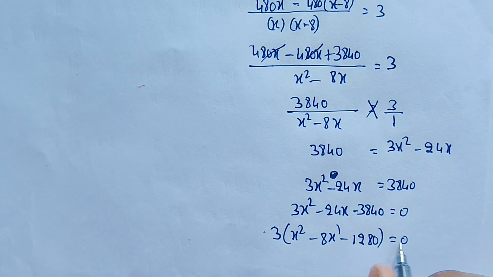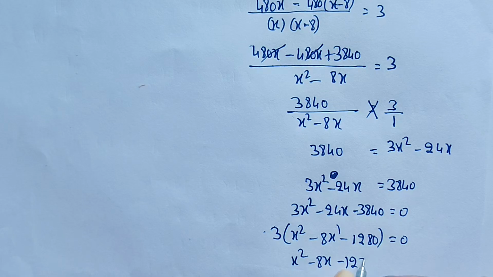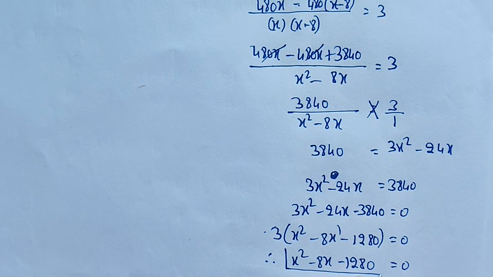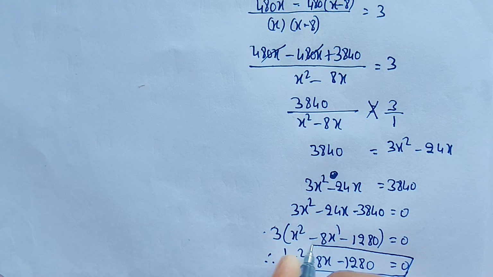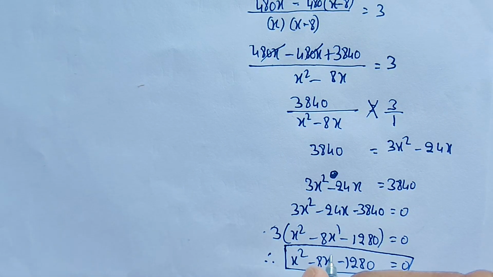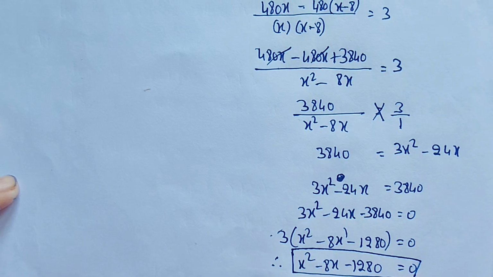If you transpose 3 to the other side, it will divide, and also 0 divided by 3 is 0. So x square minus 8x minus 1280 equals to 0. Therefore we got this quadratic equation. This is the quadratic equation that we got.